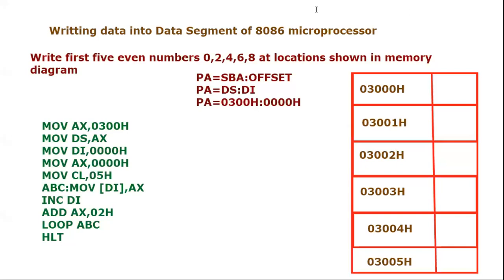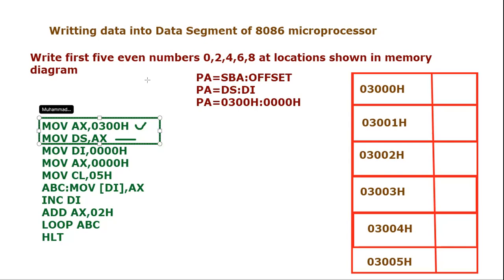I have written the code for this specific example. First line: MOV AX, 0300. That means AX will have the value 0300. Then MOV DS, AX. So this 0300 stored in AX in the first line will be moved inside DS. Why am I doing so? It's a property of the data segment register: you cannot put a direct value inside it.